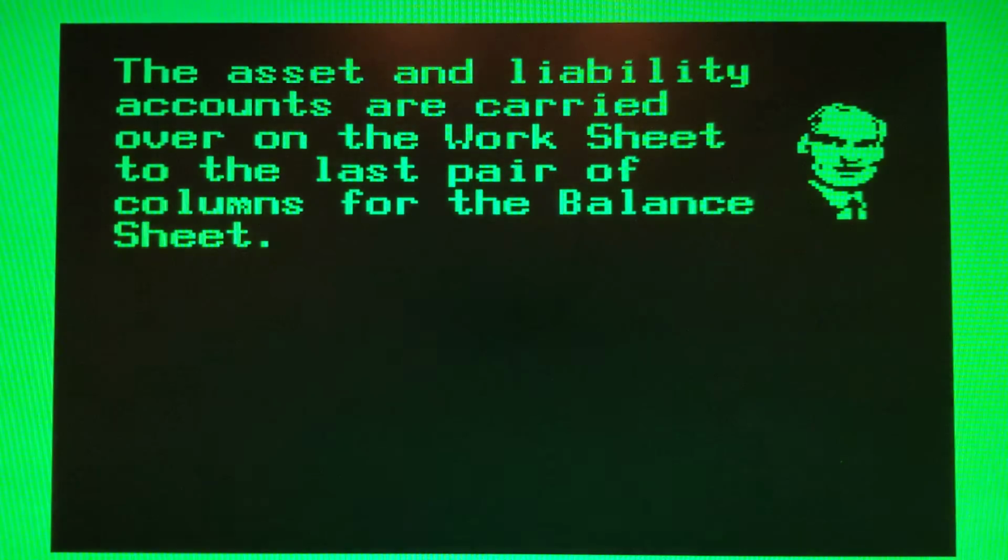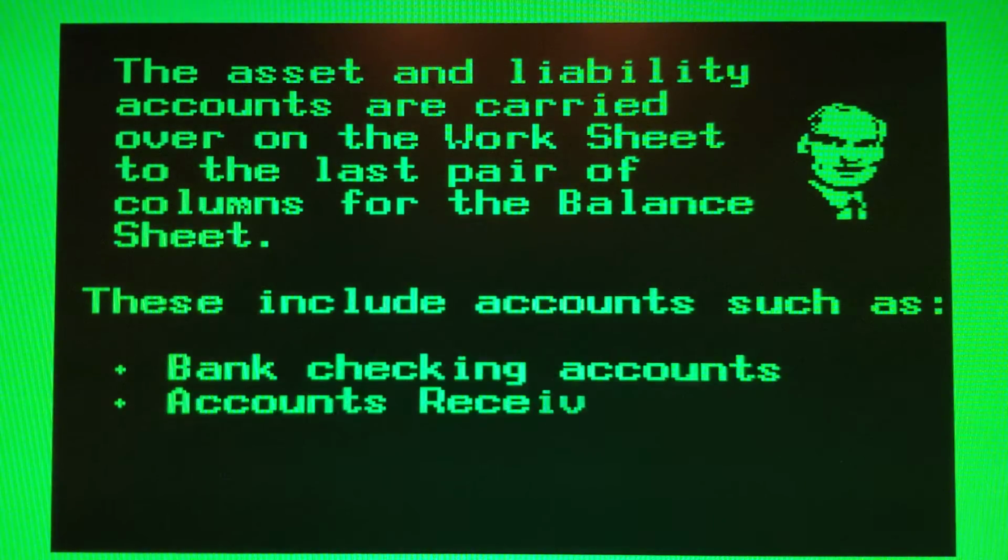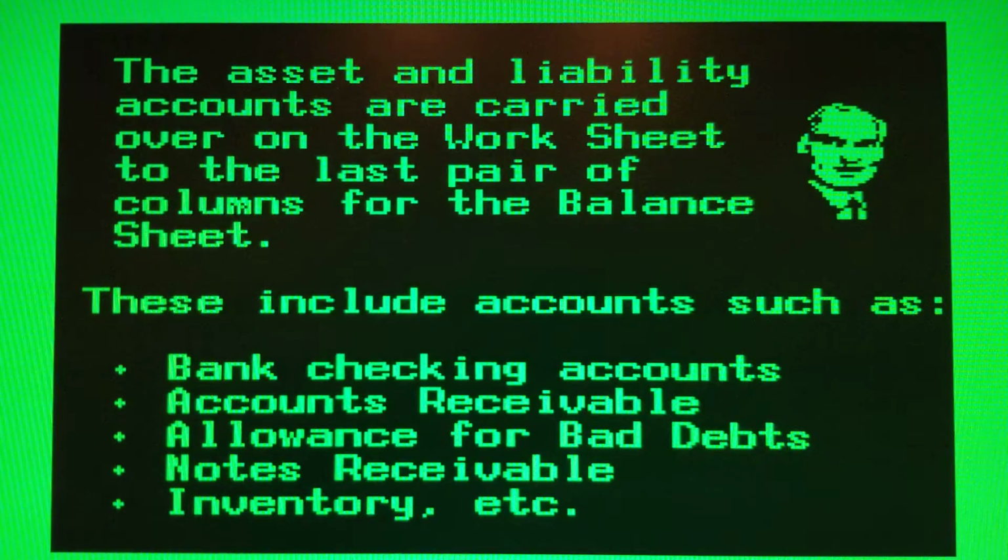The asset and liability accounts are carried over on the worksheet to the last pair of columns for the balance sheet. These include accounts such as bank checking accounts or cash, petty cash, accounts receivable with contra-asset account allowance for bad debts, notes receivable, inventory, prepaid expenses, if any, such as insurance and supplies, equipment assets such as furniture, fixtures, automobiles, machinery, and so on, and their contra accounts for accumulated depreciation.